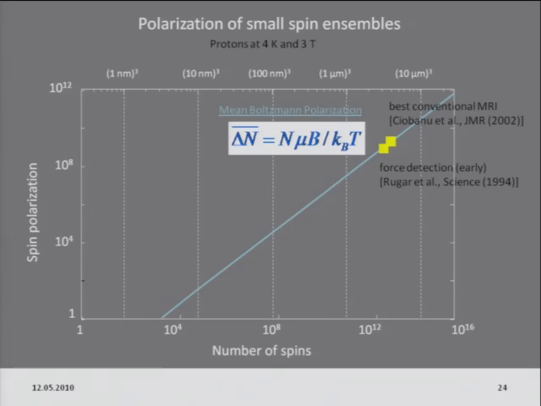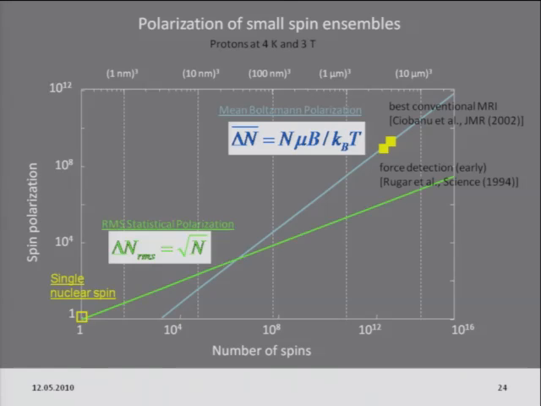And in fact, this is essentially what's blocking most of the conventional and early force-detected NMR experiments, just the lack of enough polarization. So what you find is that if you want to get to this nanometer regime, you have to use a different kind of polarization. And so what we will use is essentially the statistical polarization. So you might ask me, what is the statistical polarization?